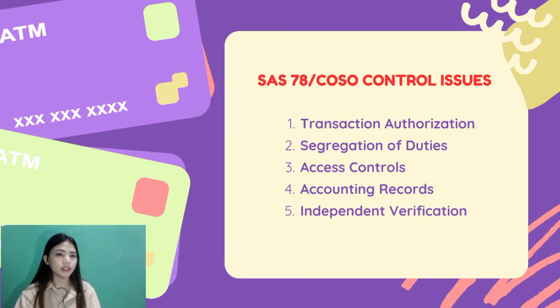SAS 78 or COSO control issues. They are transaction authorization, segregation of duties, access controls, accounting records, and last, independent verification. So let's have in-depth discussions on these on the next slides.